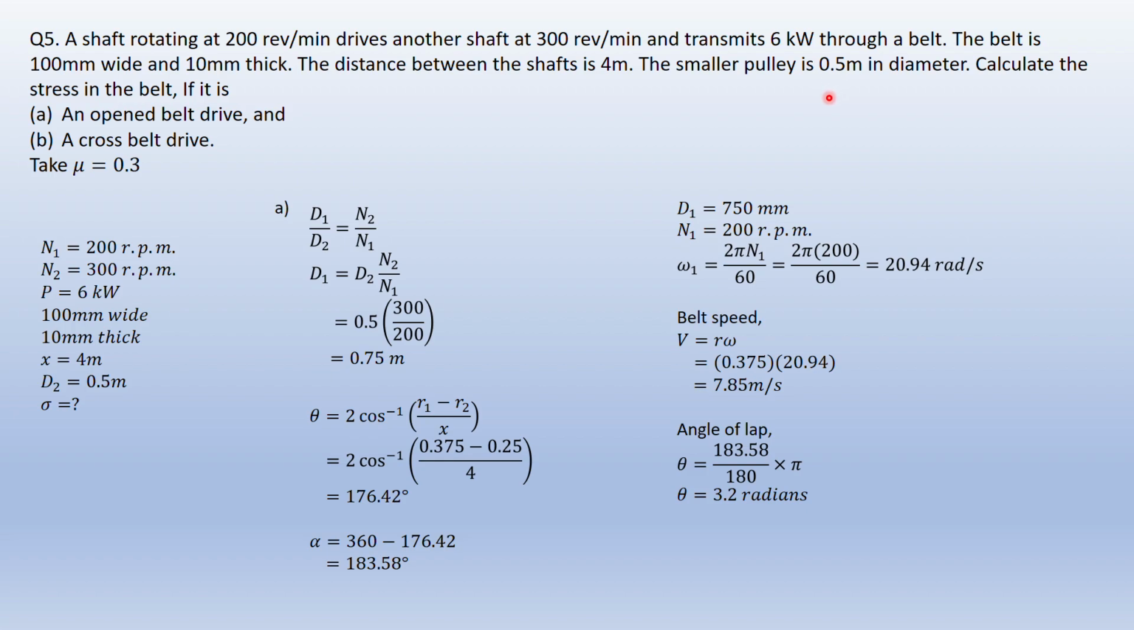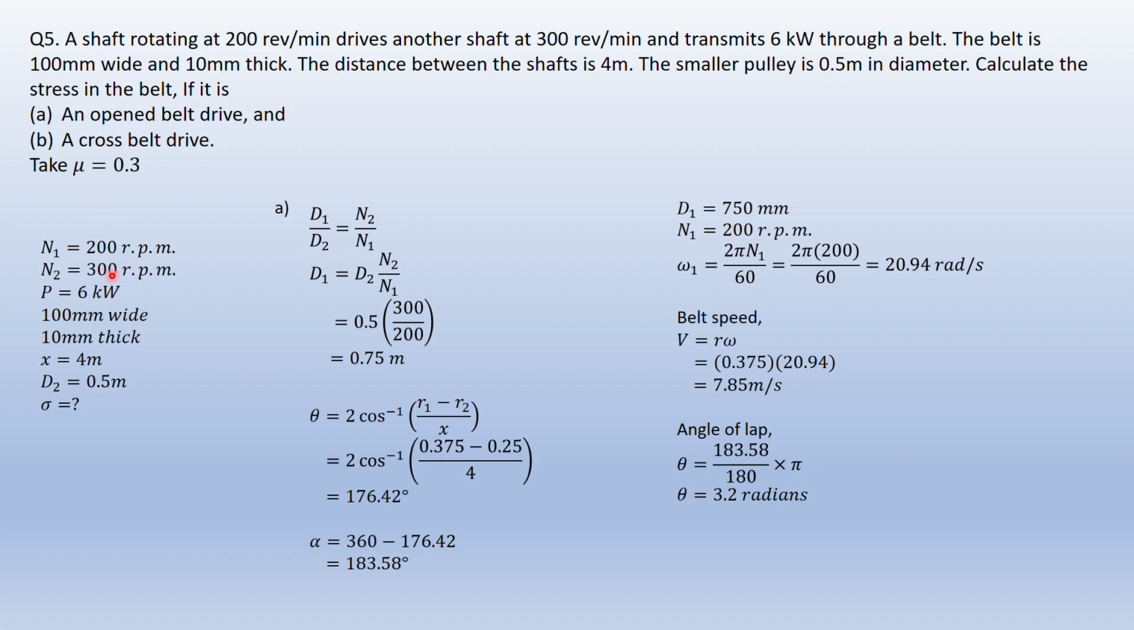Now, in this question, they ask you to calculate the stress. And we know that stress is equal to force over area. The only force that we have in belt and pulley is the T1 and T2, or the TC. So here, usually if we refer to the stress, we will take the maximum tensile force, that is T1, divided by the cross-sectional area of the belt. Now, if it is an open belt drive, the second case is when it is a cross belt drive. So this question here, you have to really look at it carefully, okay?